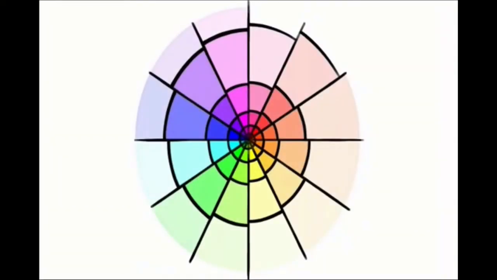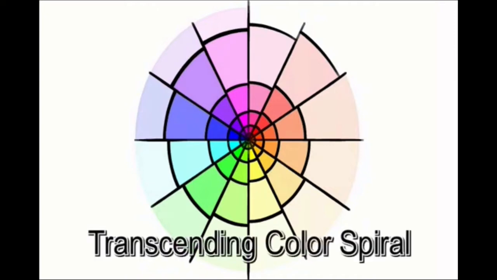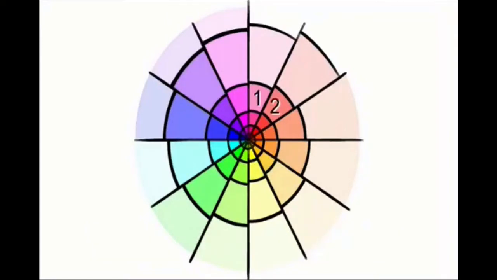The concept of transcending cycles may be illustrated using the Transcending Color Spiral diagram. The colors of the rainbow in this diagram are divided into 12 steps. While moving in a clockwise direction, the 13th step is always the same color as the first step, one shade lighter. Does this sound familiar?